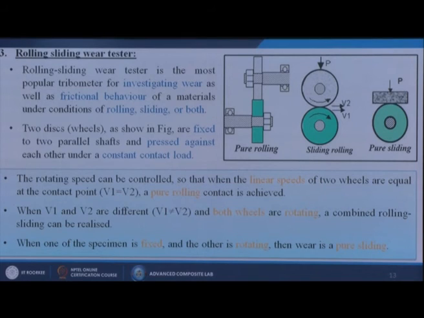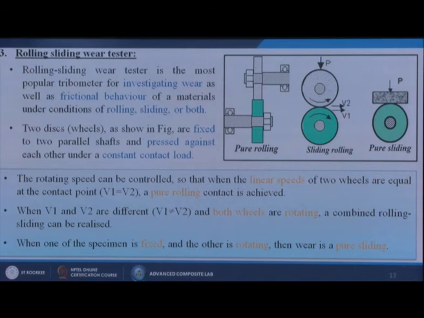So, we can do pure rolling, sliding rolling and pure sliding by this particular method. The rotating speed can be controlled so that when the linear speeds of 2 wheels are equal at the contact point, like V1 is equal to V2, a pure rolling contact is achieved. When V1 and V2 are different and both the wheels are rotating, a combined rolling sliding can be realized, and when one of the specimens is fixed and the other is rotating, then the wear is a pure sliding method.